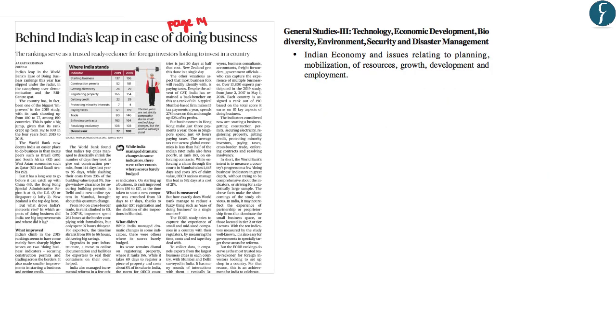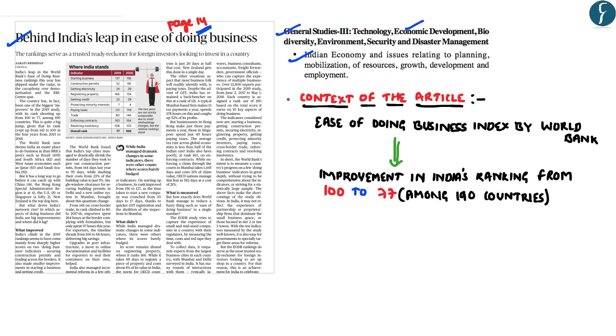Now this particular article appears on page number 14. The title of the article is Behind India's Leap in Ease of Doing Business. This particular article shall be important from the perspective of GS Paper 3, Economy, under the subsection Indian Economy and Various Issues. Now, this particular article has appeared in the newspaper in the context of the release of Ease of Doing Business Index by the World Bank.